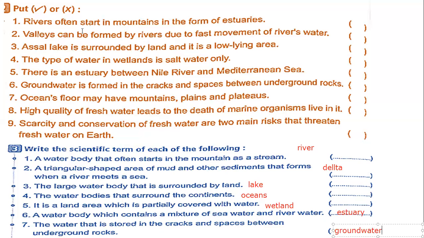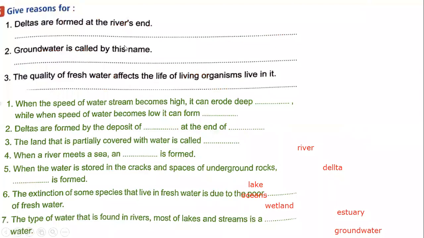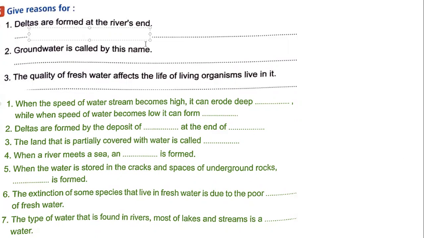Okay, let's move to another point. Give reason quickly. Can you think it over? Number 1, deltas are formed at the river end. Give reason. Why is delta formed at the river ends?